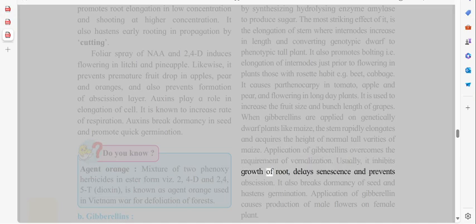Usually, it inhibits growth of root, delays senescence and prevents abscission. It also breaks dormancy of seed and hastens germination. Application of gibberellin causes production of male flowers on female plant.